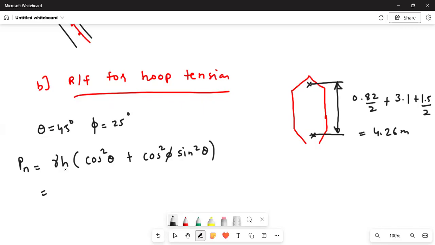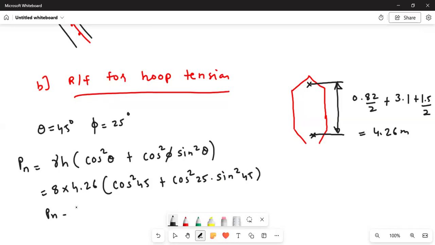And you also have to add the weight of the material. Sorry, weight of the hopper bottom. I will tell you that. First, you will find this hopper bottom. So it's normal pressure. 8 into 4.26. Just now we have calculated 4.26 into cos square theta. Theta is 45 degree plus cos square phi. Phi is 25 degree into sine square theta. Theta is 45 degree. So Pn is coming as Pn equal 31.04 kilonewton per meter square.